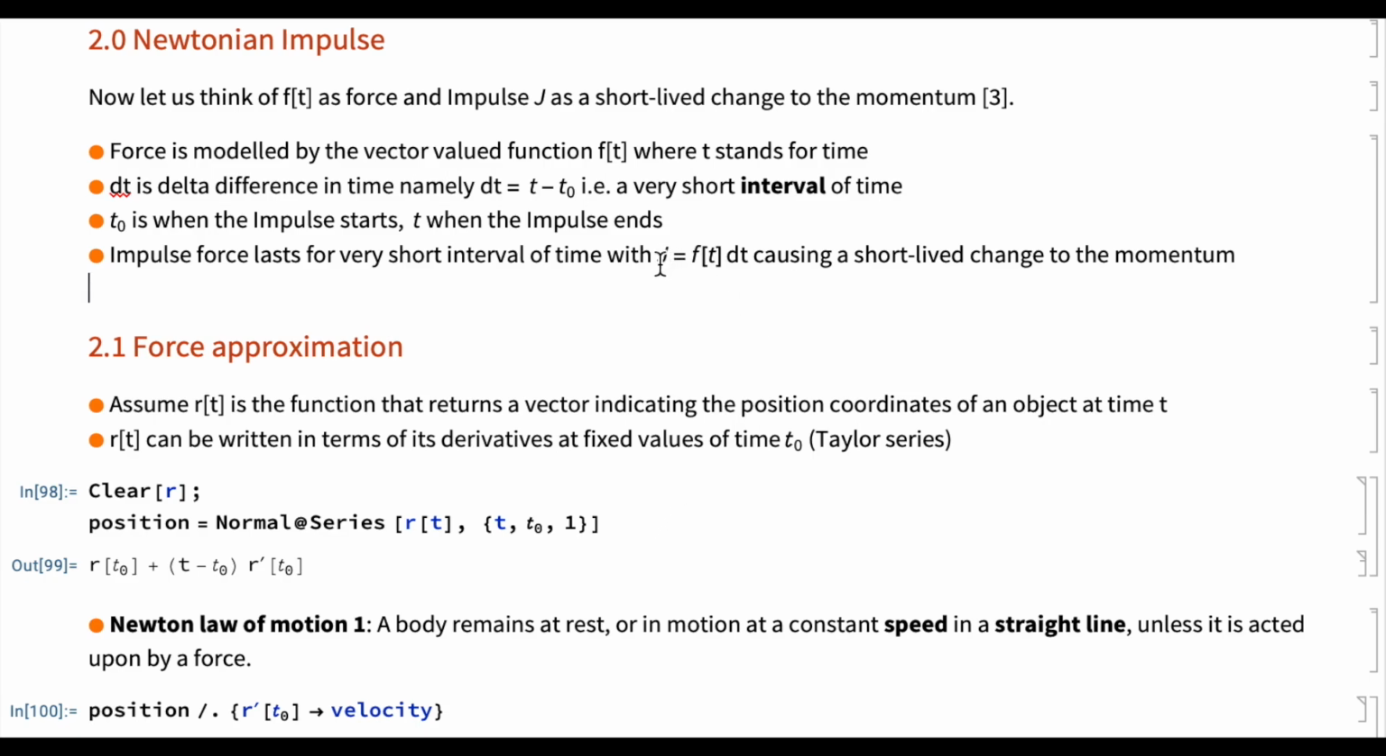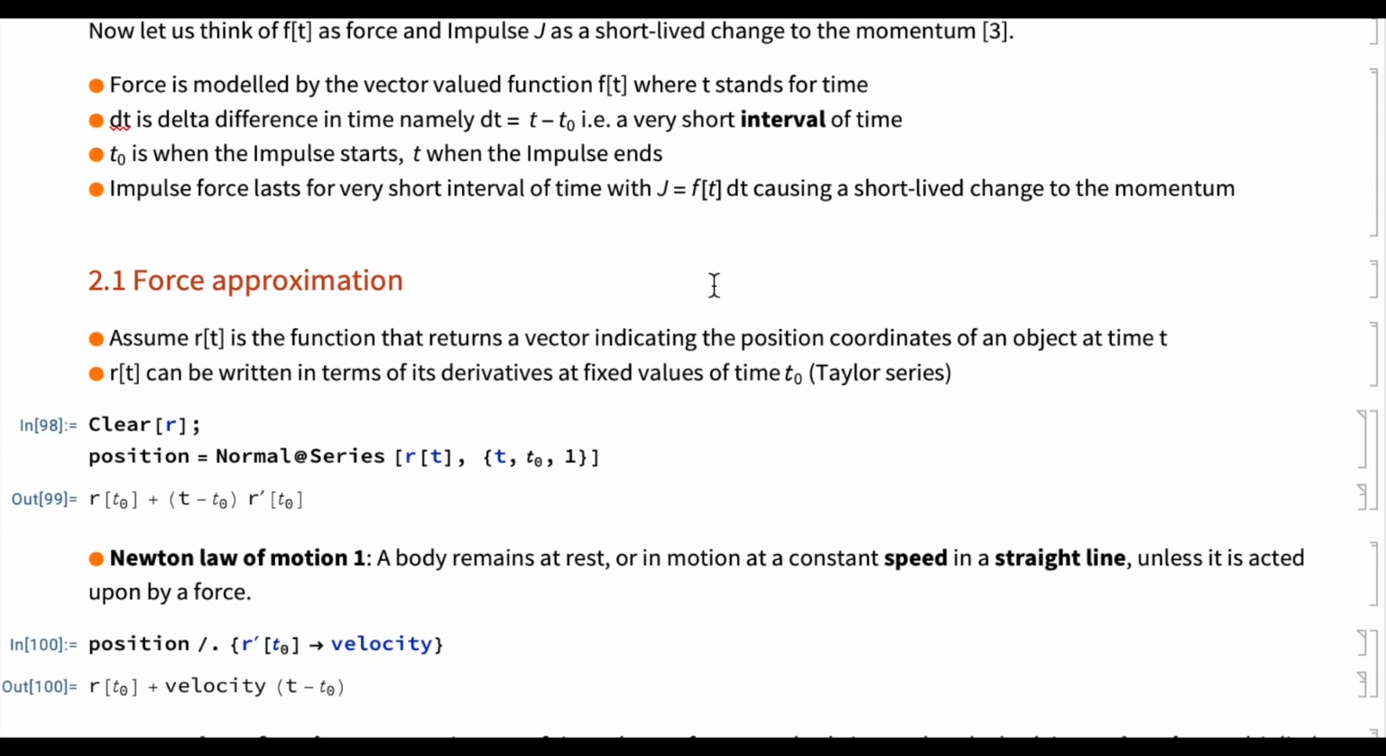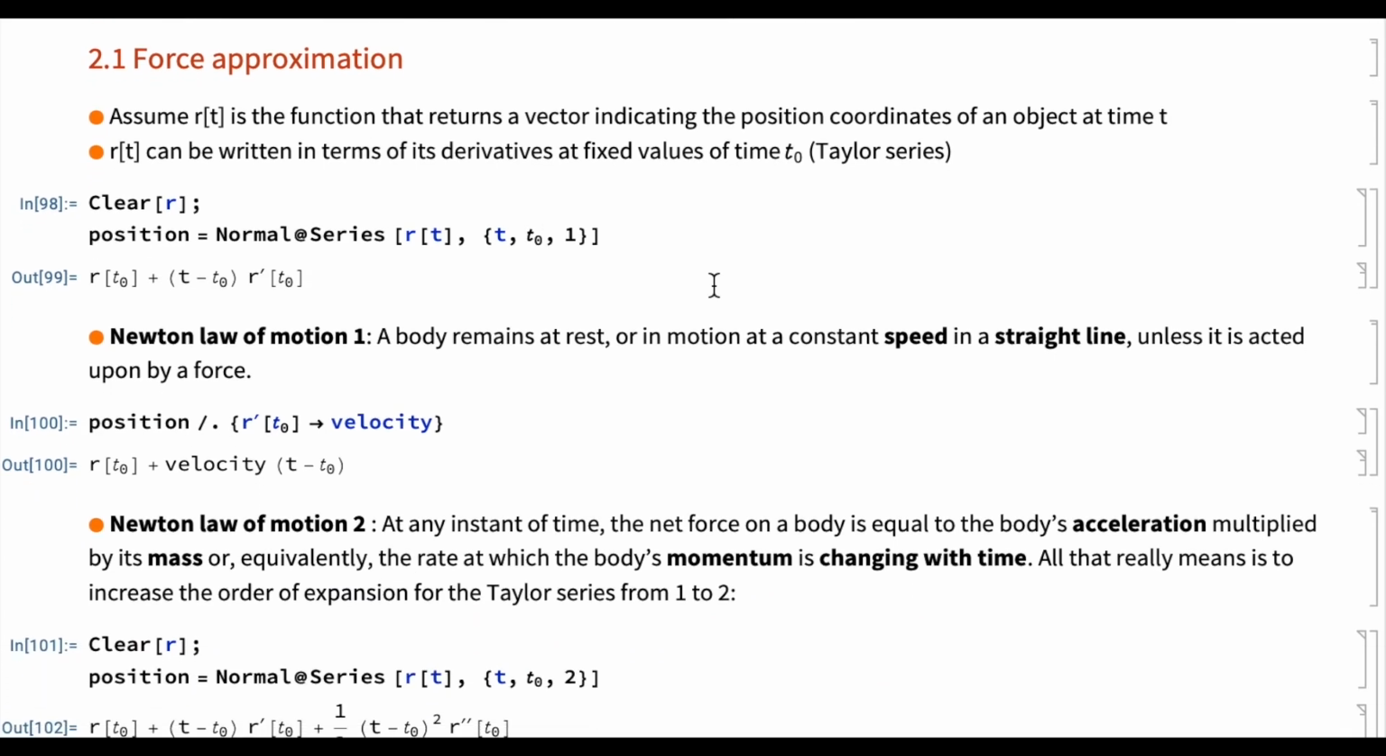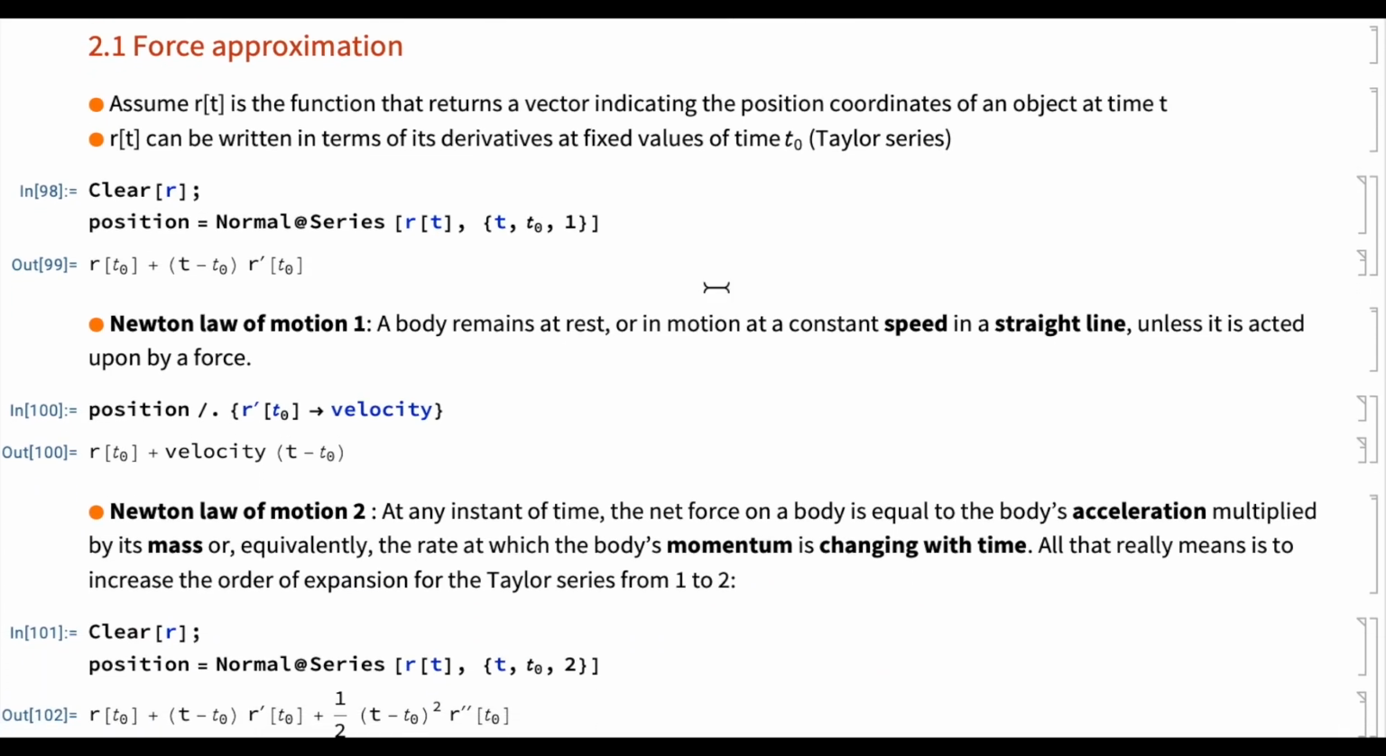And that J looking symbol, that in physics they call the impulse, is basically nothing but the force times dt, and that gives you the change in momentum. That means nothing to anyone really, but we make sense of it by doing a little bit of calculus. So we go down here to section 2.1, force approximation, and therein we make a couple of assumptions about our variables, functions, and symbols.